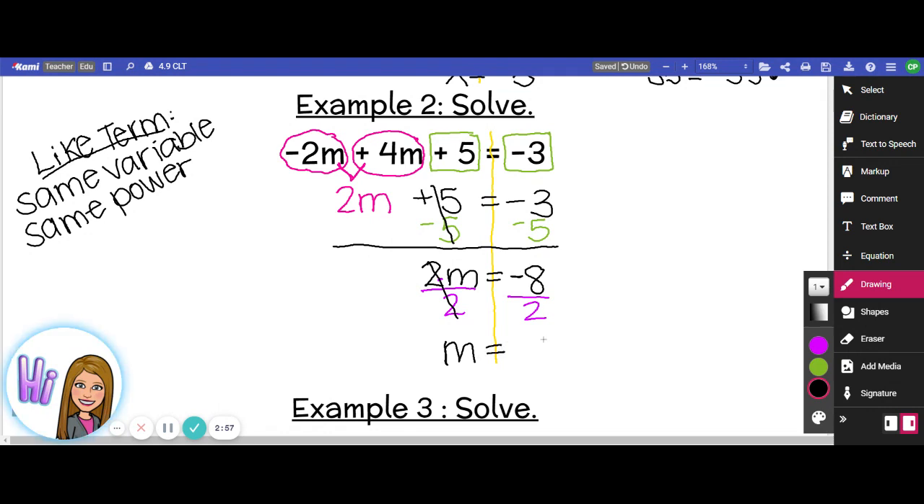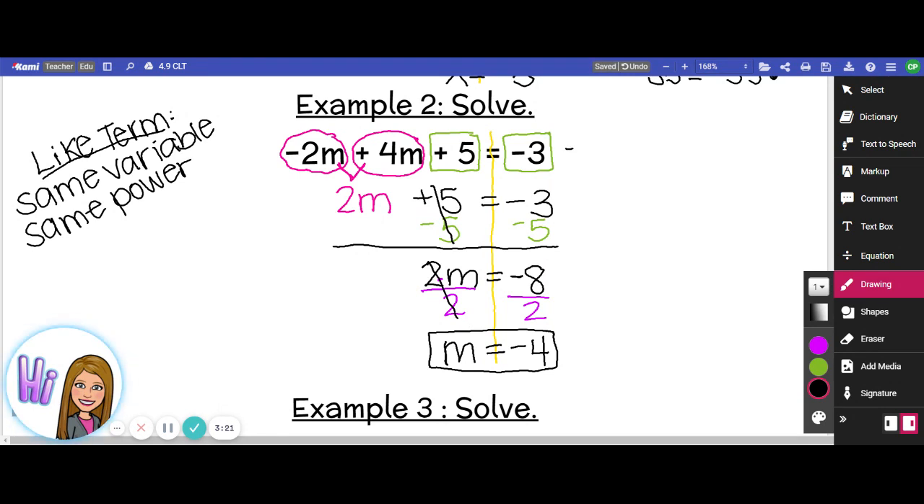m equals negative 8 divided by 2. So now we need to use our multiplication division rules. So a negative divided by a positive makes a negative. And 8 divided by 2 is 4. So we're getting that m is equal to negative 4. So let's plug that back in and see if that's a true statement.